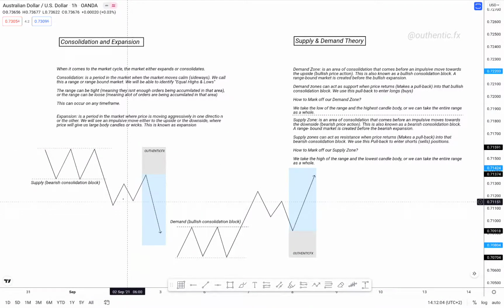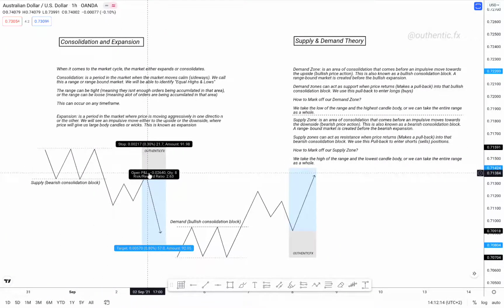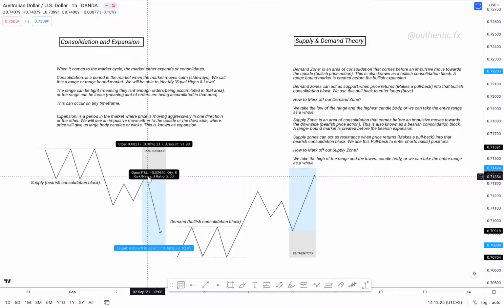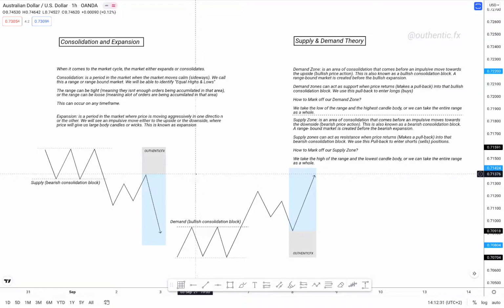Supply zones can act as resistance when price returns, right? Remember, as I said, demand zones and supply zones are like magnets. The banks will always return price to those areas to activate their positions or mitigate price where there's imbalance, and then continue price in the direction they want to see price going. So we use these pullbacks that the banks drive price into to enter sell positions or short positions, whichever term you want to use, guys.